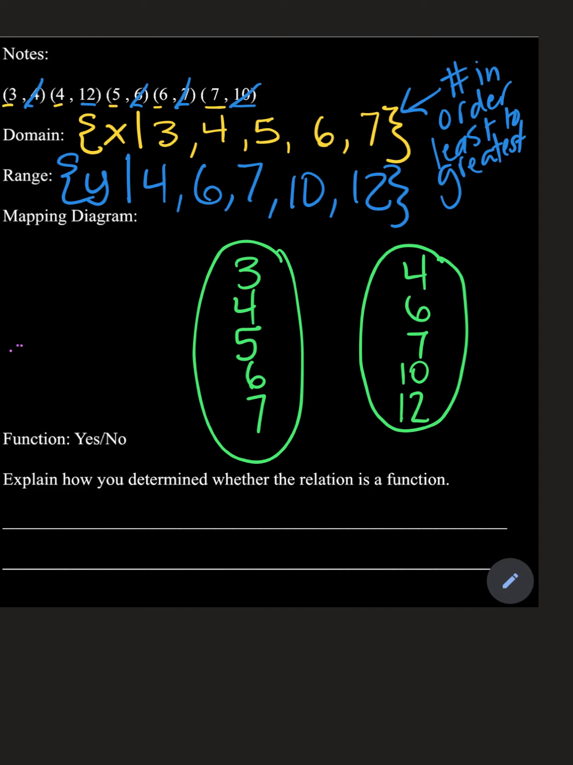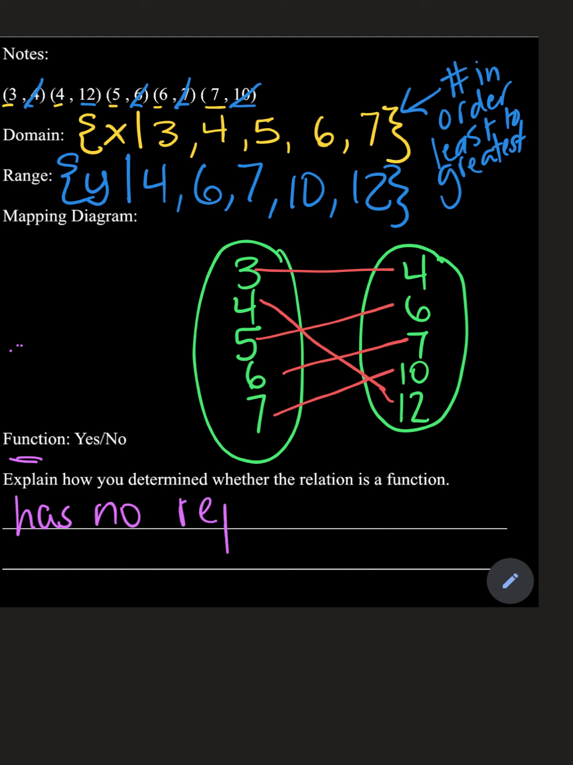So 3 matches up with 4. 4 matches up with 12. 5 matches up with 6. 6 matches up with 7. And 7 matches up with 10. So this is just a nice little visual aid for me to be able to kind of see if something is or is not a function. Because, as I mentioned previously, a function has exactly one, or has no repeating x values, okay?